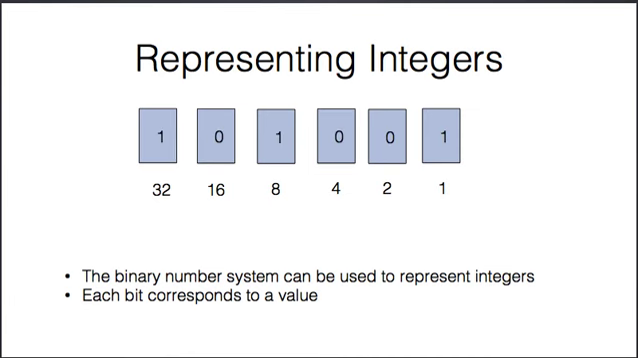So if we have 101001, then the number this represents is going to be 32 plus 8 plus 1. So the zeros don't contribute anything. Wherever there's a 1, that's going to be part of that value. So here, there's a 1 here, so that's worth 32. There's a 1 here, so that's worth 8. There's a 1 here, so that's worth 1. This is 32 plus 8 plus 1.